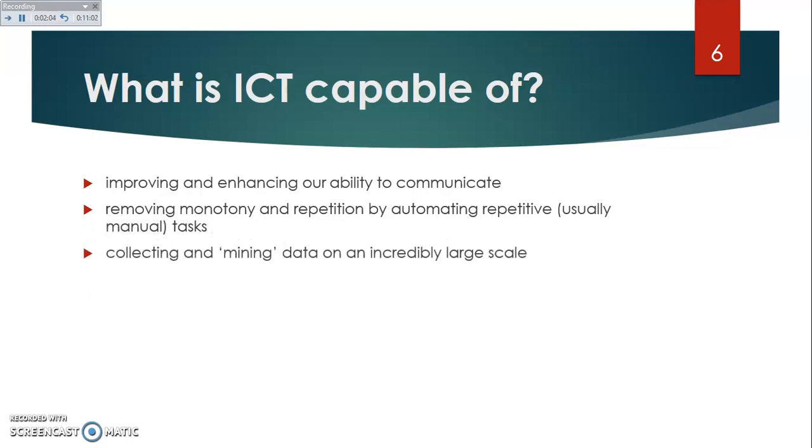Collecting and mining data on an incredibly large scale. Again, this is the term big data, okay, where we are looking at huge amounts of data that need to be analyzed, and you will need special computers to be able to do this.